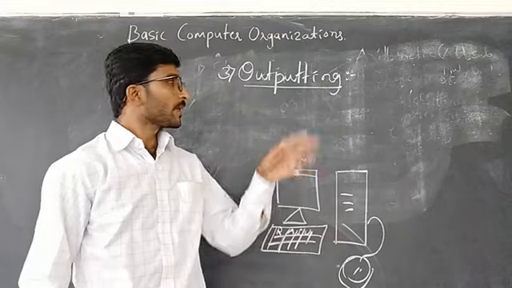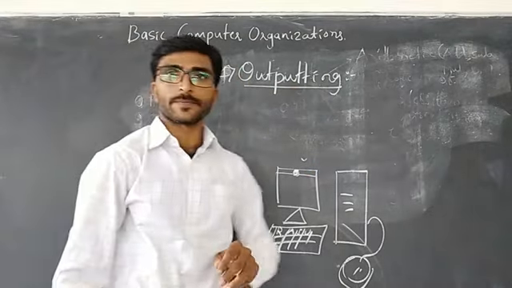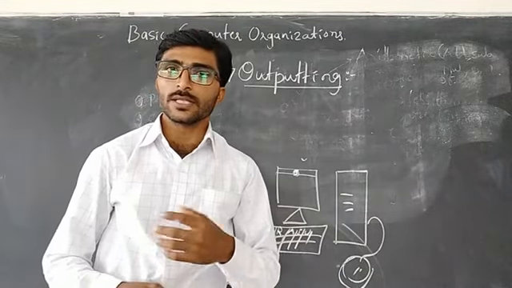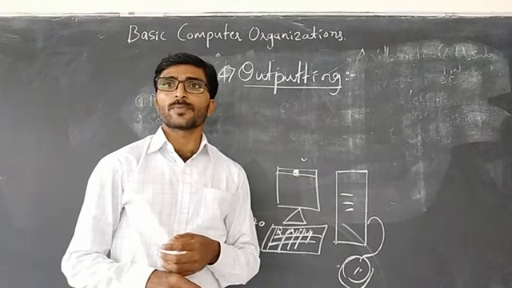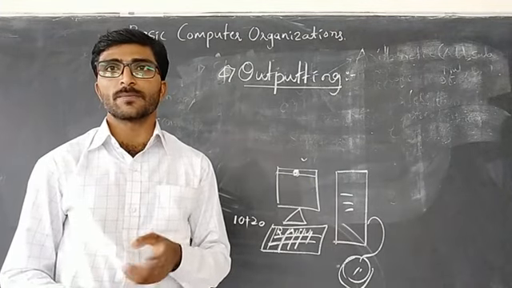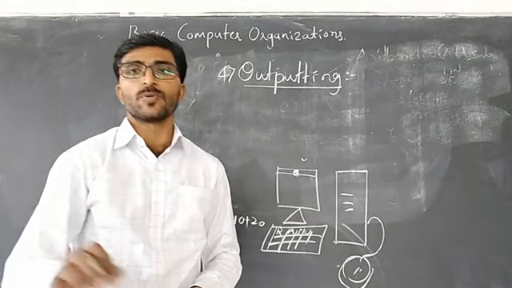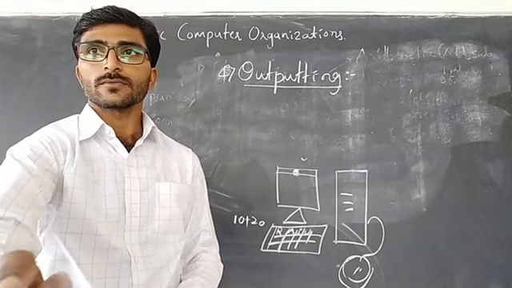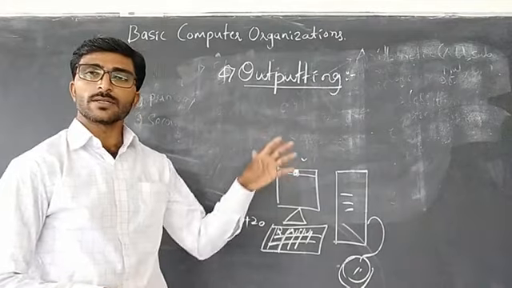Next, the fourth one, is outputting. What do you mean by outputting? This is one process of producing useful information or results for the user, such as a printed report or visual display. That is called outputting.